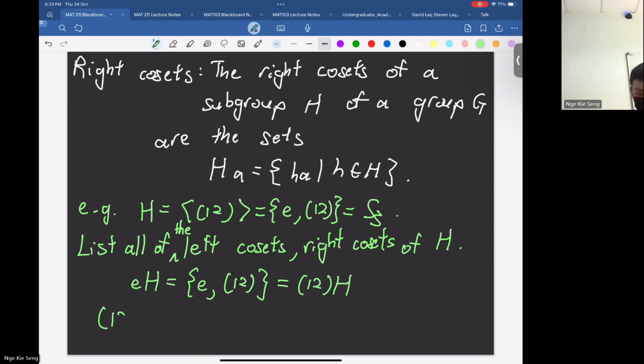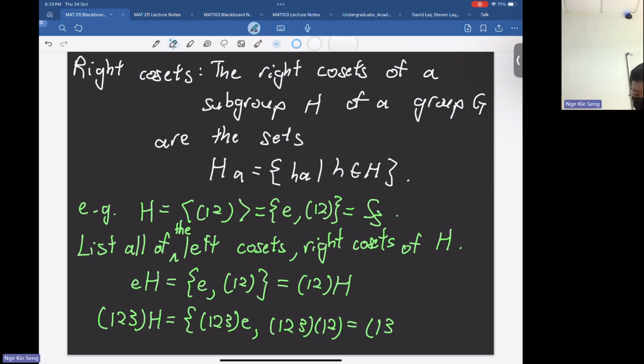What else? 1, 2, 3 H, what do you get? What's the coset you get? 1, 2, 3 times E, and 1, 2, 3 times 1, 2, what do you get? 1, 3. So can you see that this coset is not a subgroup because there's no identity inside there already? But at the same time, this is equal to 1, 3 times H also.